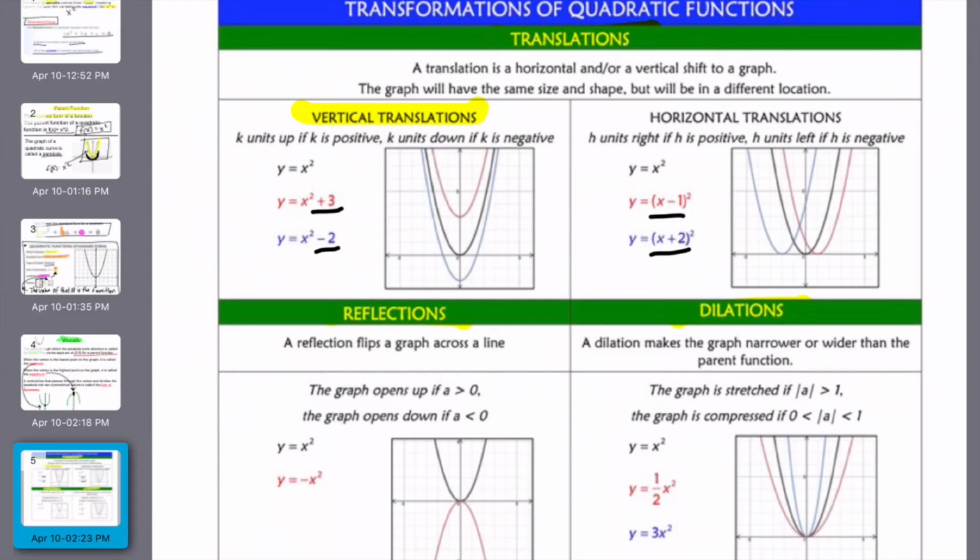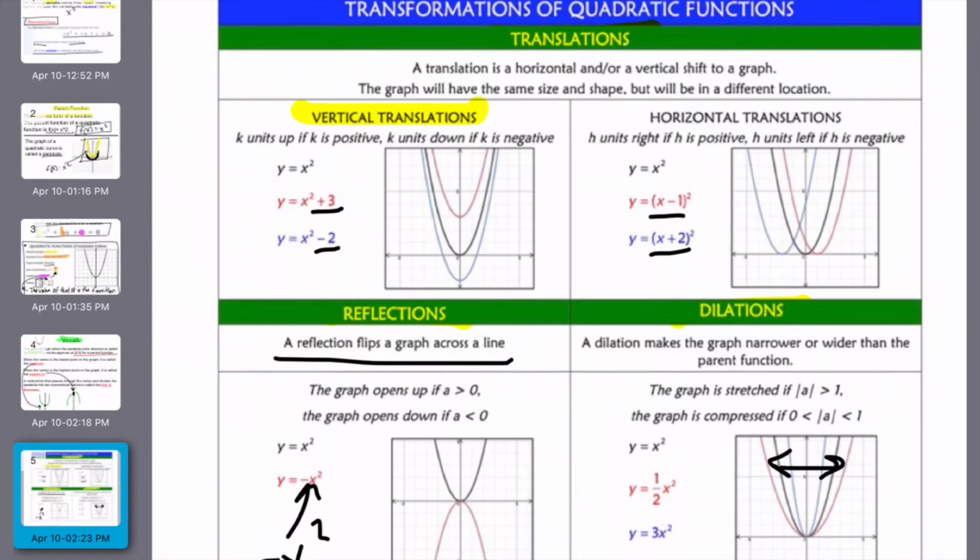Okay. Reflections. Reflections are essentially just flipping it. When you look into a mirror, it reflects what it's seeing. Okay. So a reflection flips the graph. And it's pretty easy for us to do reflections for quadratic functions because the only difference is if it's positive or negative. And you can't really see that. Okay. But in this red one, it's really negative x squared, which is why it goes down instead of up, okay? And then dilations, as in it stretches out wider.